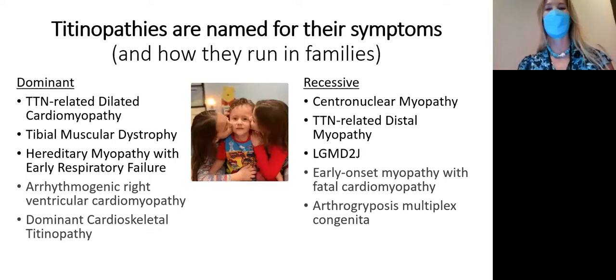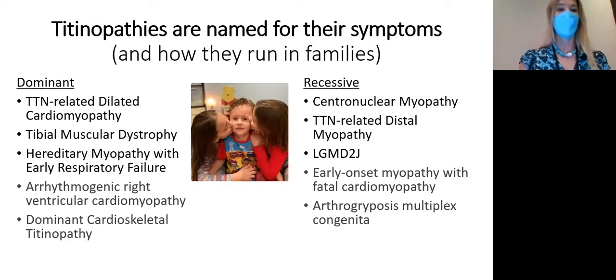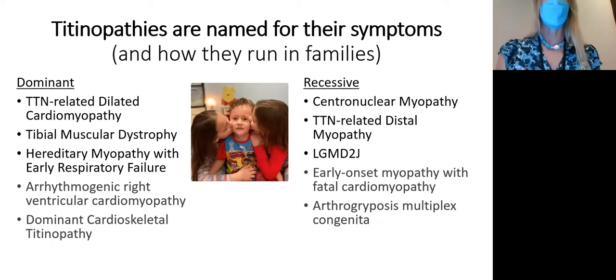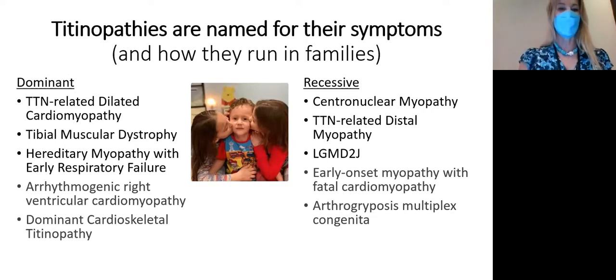But titinopathies are named for the symptoms that they can cause in the body. And this can lead to some very long, tongue-twisting names. But one of the more common titinopathies is titin-related dilated cardiomyopathy. So this is a condition where the heart muscle gets affected and doesn't pump as well. Tibial muscular dystrophy is one of the first skeletal muscle titinopathies that was discovered. Hereditary myopathy with early respiratory failure is one of the titin conditions that can affect the diaphragm quite prominently. So that is one of the distinguishing features of that condition.